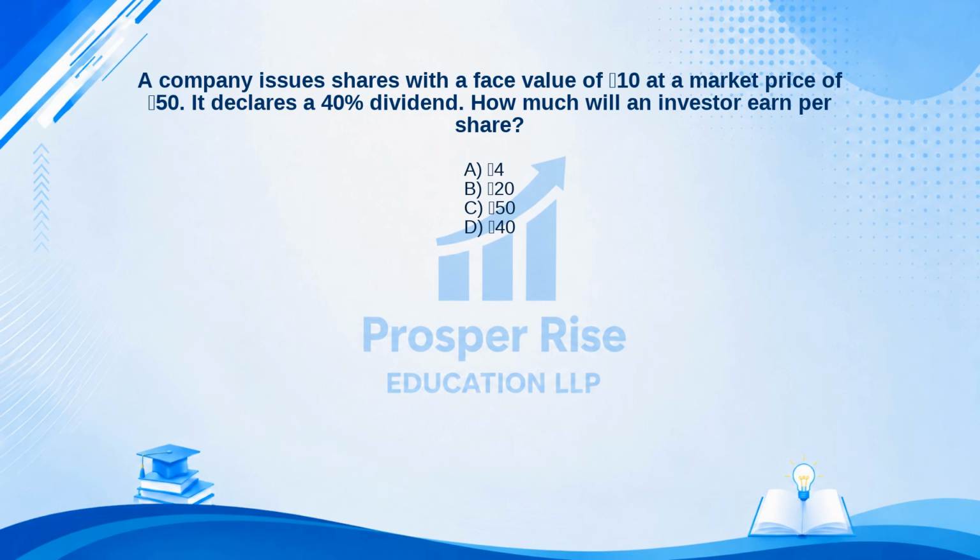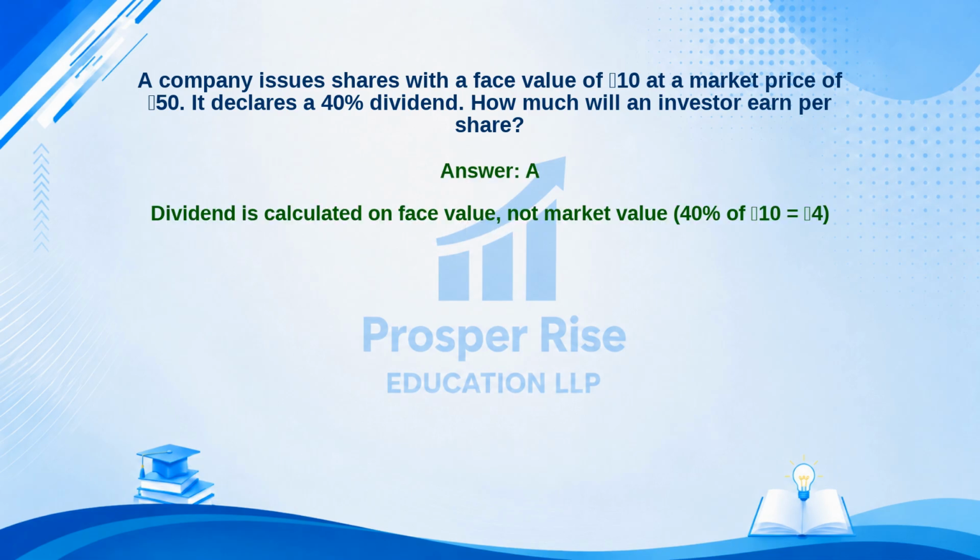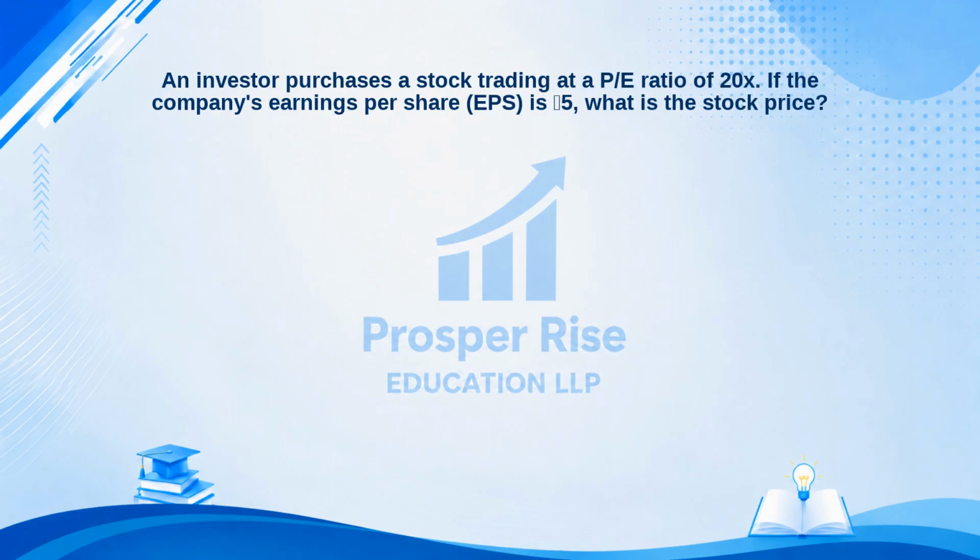The correct answer is option A. Let's see why. Dividend is calculated on face value, not market value. 40% of Rupee 10 equals Rupee 4. Let's tackle this exam question.